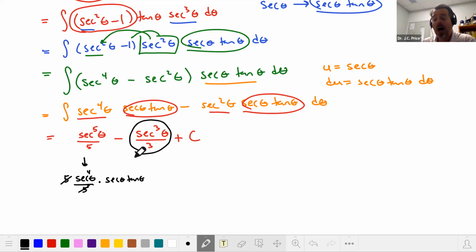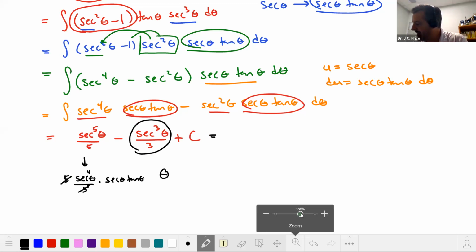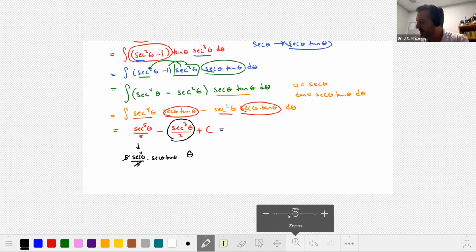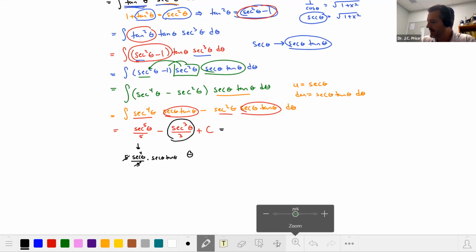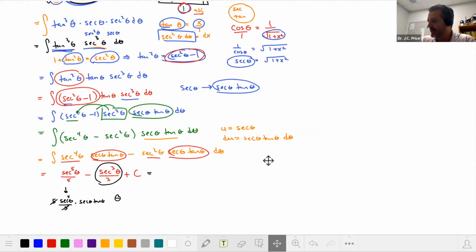Oh, okay. Now, I'm not quite done because everything here is given to me in terms of theta, and theta is not x. So what I need to do is go back up to my original triangle and figure out what the heck secant theta is. So let me see if I can zoom out just a little bit here and move us around so we can take a look at what's happening.